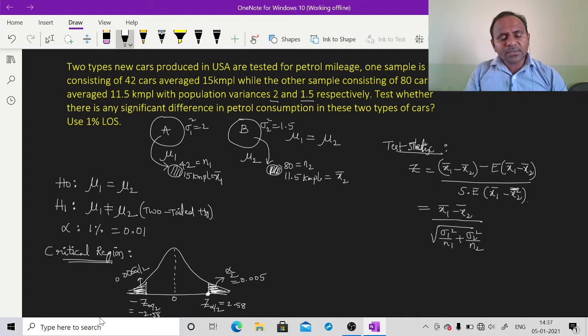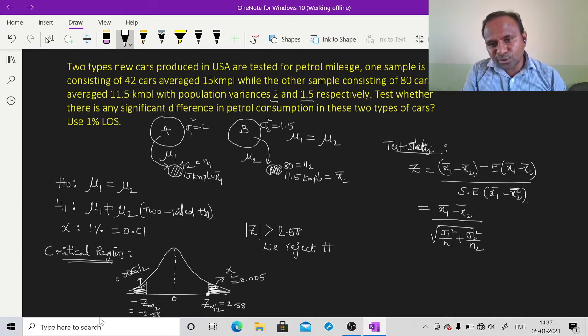So what I want to tell you is, if your statistic value z is in between minus 2.58 and plus 2.58, this null hypothesis is to be accepted. Otherwise we have to reject it. Otherwise you write this region as mod z greater than 2.58, and we reject the null hypothesis H naught. This shaded part is called the critical region.